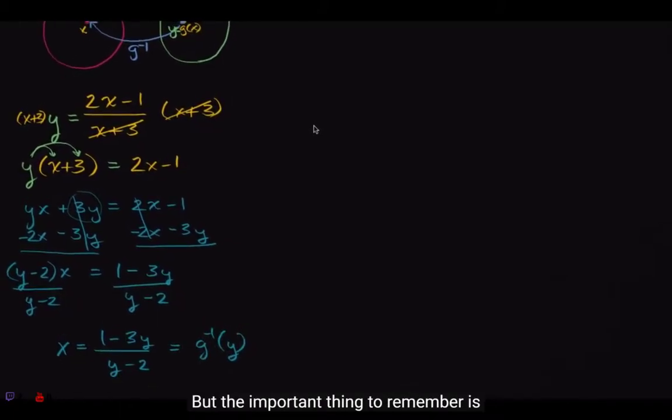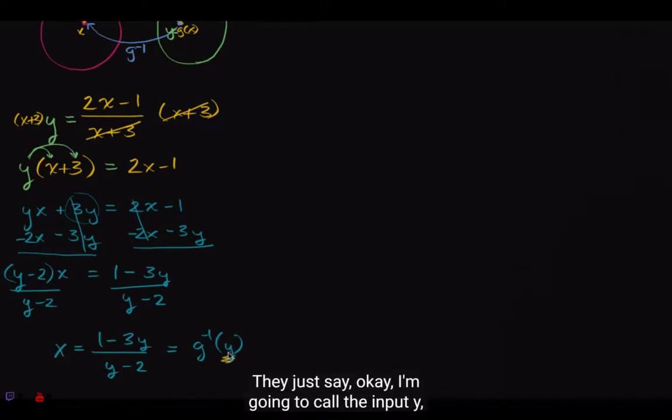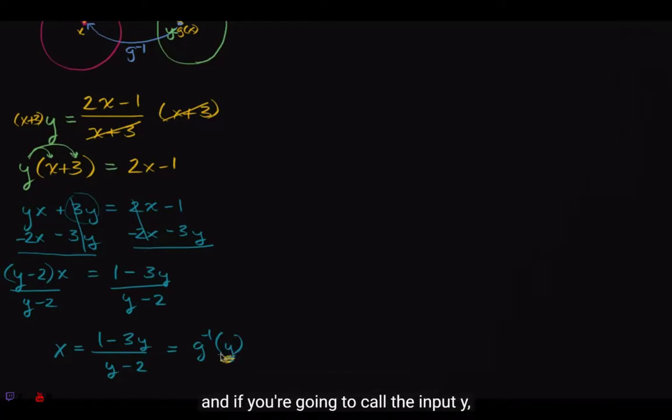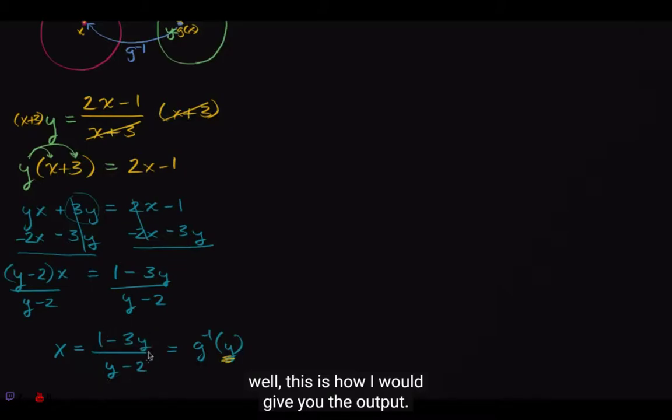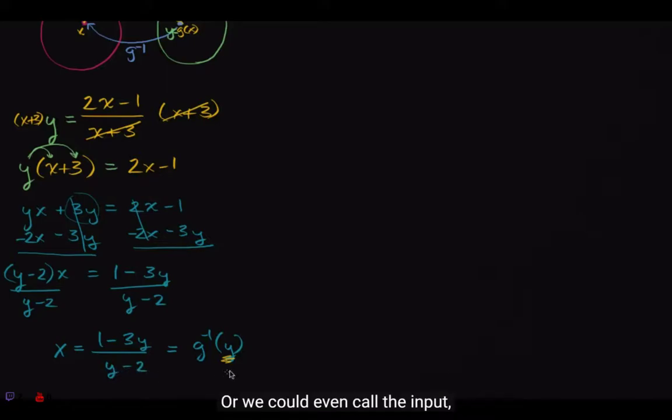But the important thing to remember is that the variables we use inside of functions are chosen somewhat arbitrarily. They just say, okay, I'm going to call the input y, and if you call the input y, this is how I would give you the output. But we could call the input a, and that would be 1 minus 3a over a minus 2. Or we could even call the input, so let me make this clear. So we have g inverse of y.